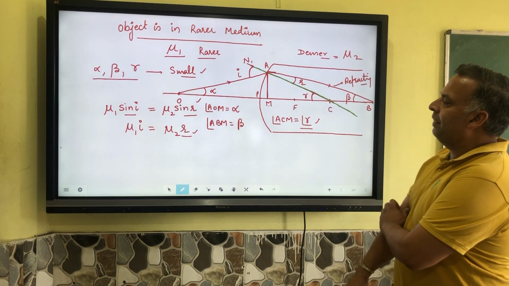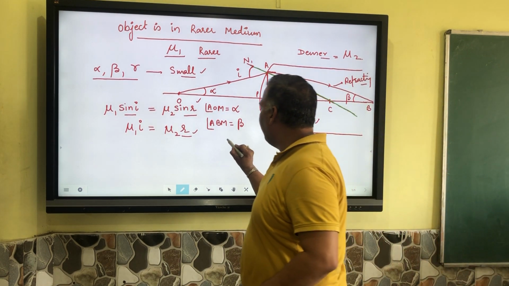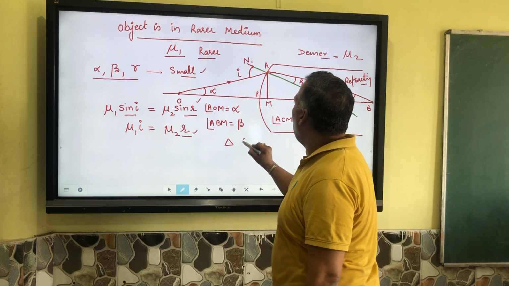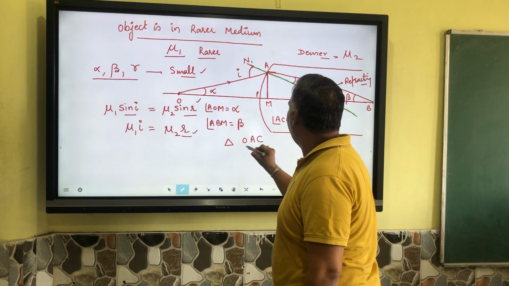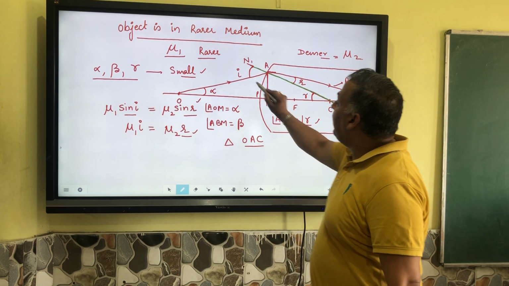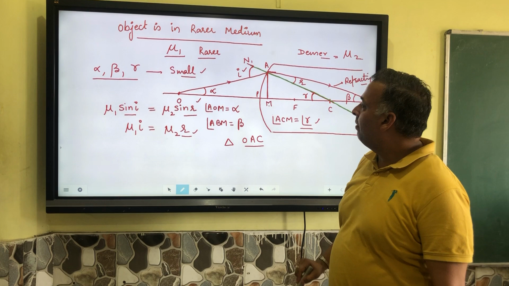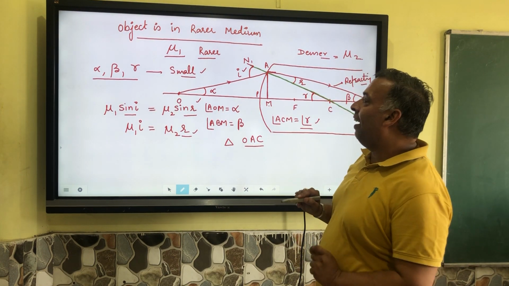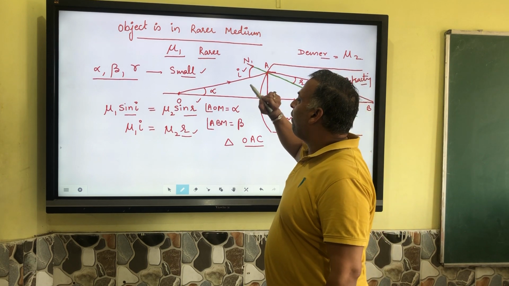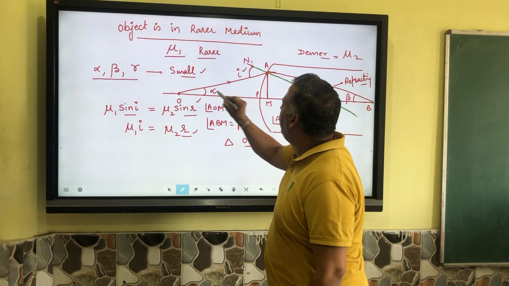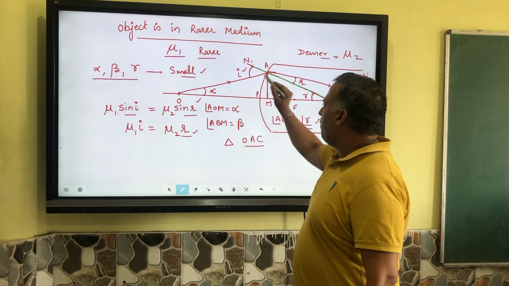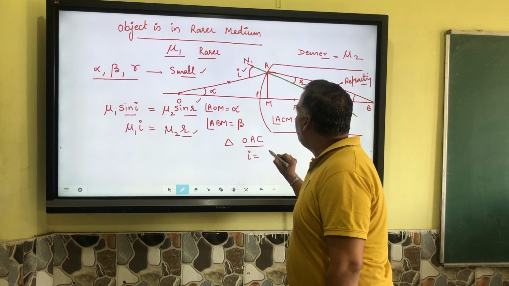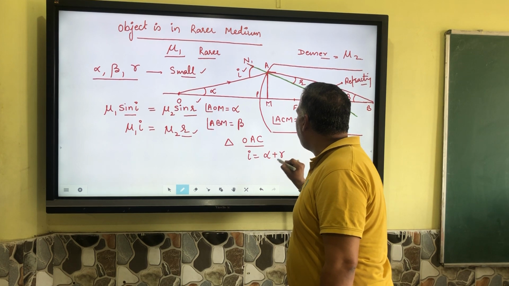First I take the triangle OAC. Here i is the outer angle in this triangle. In a triangle, the outer angle is equal to the sum of the two opposite inner angles. So this means i is equal to alpha plus gamma.